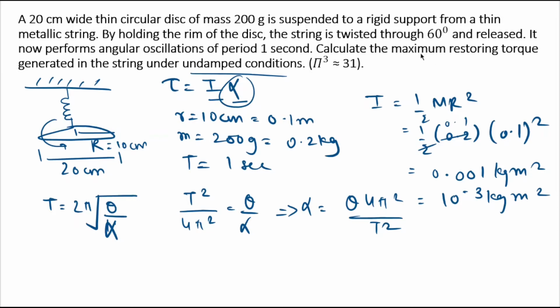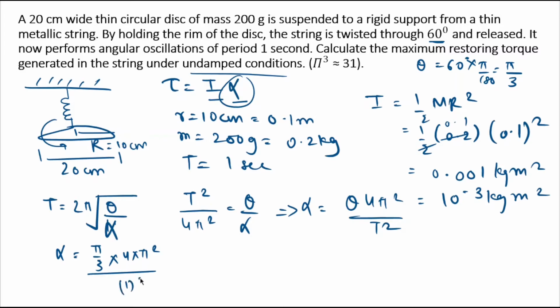They have said that the string is twisted to 60 degree, which implies theta is 60 degree, but we want theta in radian, so multiplying by pi by 180 gives pi by 3. Putting all the values in a similar manner, we get pi by 3 into 4 into pi square divided by T square. T is 1 second, so T square will be 1 square. So here we have 4 by 3 into pi square, which will be pi cube, and they have already given the value of pi cube to be taken as 31. So it will be 4 by 3 into 31, which comes out to be 41.33 radian per second square.